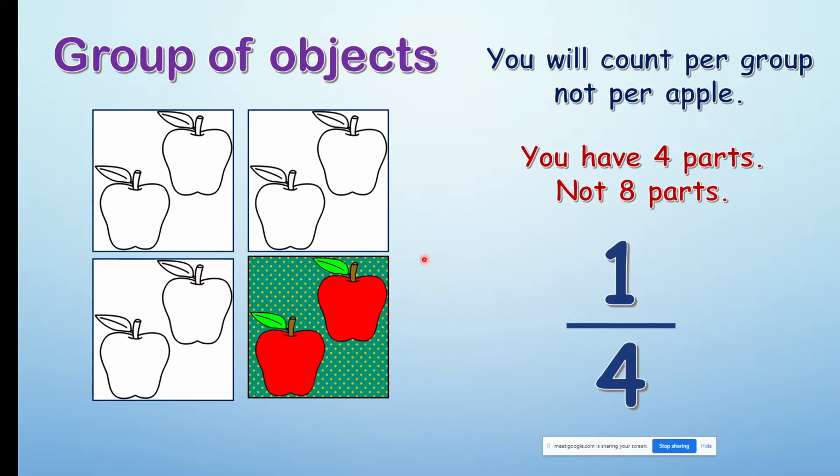Now, this one will be 1/4 because you have 1 shaded group. You will not say 2/8 anymore, because you only count the groups: 1, 2, 3, 4. 4 groups. So that is the denominator, 4. And then you have 1 shaded part. That will be the numerator, number 1. So this one is 1/4. Do you understand that?